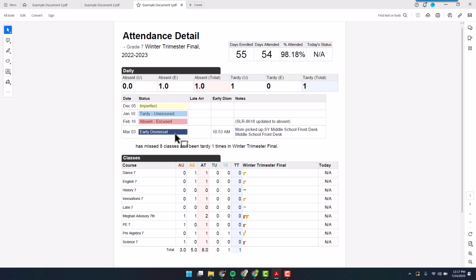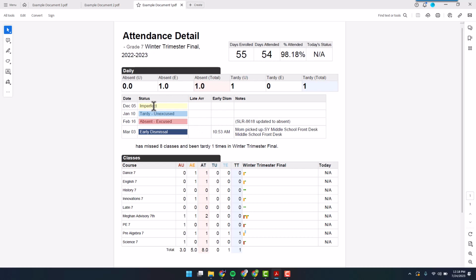Early dismissals can happen from sports, so they have to go to their track meet, or a parent calls in, or the student comes to the front desk and says, I need my mom or dad to pick me up. We will give them an early dismissal. Again, you can see here, mom picked up at the middle school front desk, 10:53 a.m. So early dismissals can be sports, they can be student started, which we will call the parent, or the parent will say, we need to leave early for a dentist appointment.